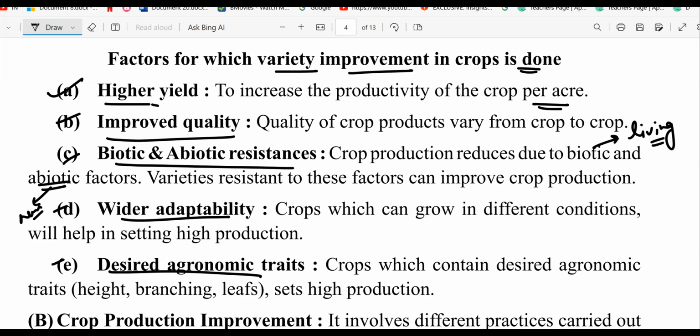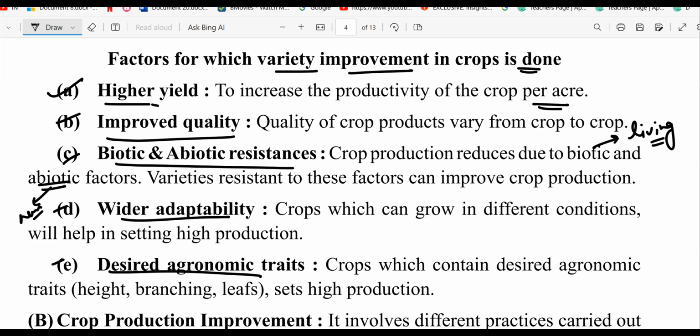Okay, the third one is wider adaptability. If the conditions are not favorable for the crop, for example, if there is much cold or less water supply, the plant should not die, it should withstand. So wider adaptability means the plant can adapt to the changing environment.